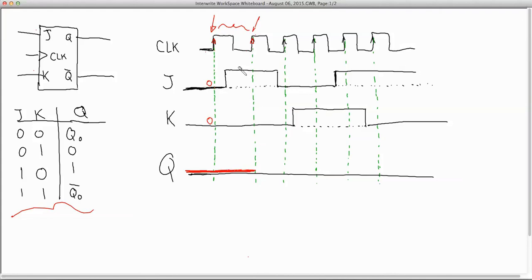So here now J is equal to 1, K is equal to 0. We go here, J1, K0. Now Q has to become a 1. So now Q becomes a 1, and it goes to the next transition. Now in the next transition we have a J equal to 0, and we have a K equal to 0. That corresponds to a Q that is equal to the previous Q. So we stay in 1.